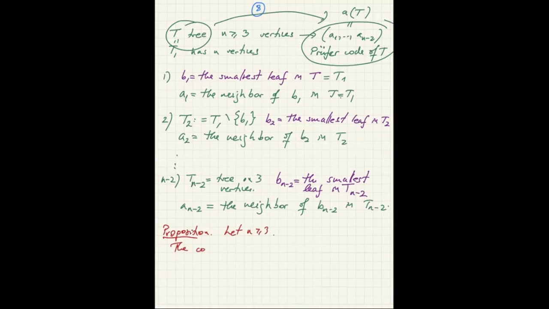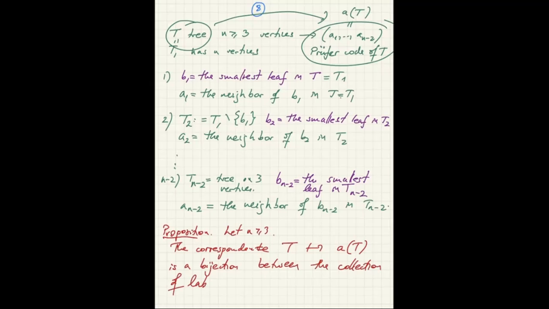The correspondence T maps to A of T is a bijection between the collection of labeled trees on n vertices and words of length n minus 2, or n minus 2 tuples, over the alphabet n.